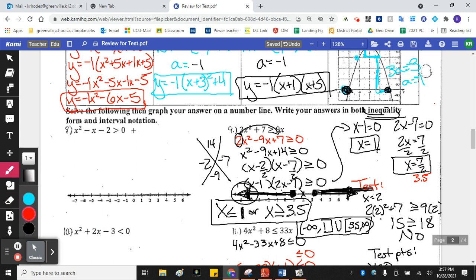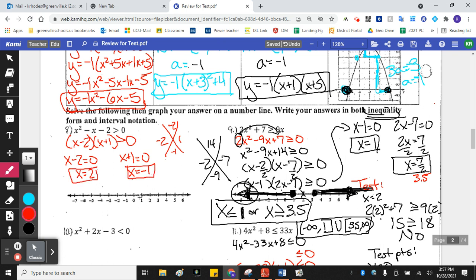Is that equal to 0? It is. Factor. What multiplies to your constant adds to your middle term. So 2 and 1 with the 2 being negative. Set both equal to 0 and solve. So x equals negative 1, x equals 2. X equals negative 1. Open circle because it's greater than, open circle.